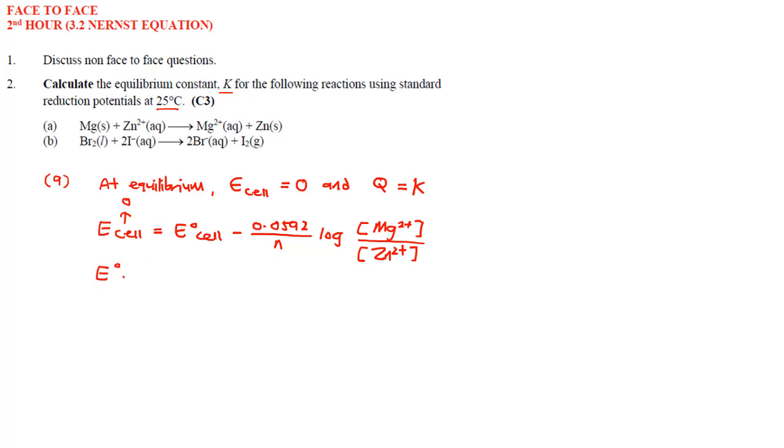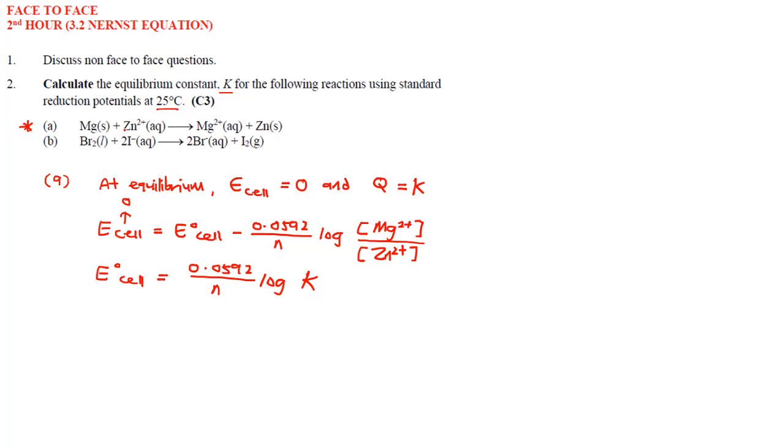So we rearrange the equation. E0 cell is equal to 0.0592 over n log K. So you should be able to reach up to this stage first. Okay, the next thing, we want to calculate E0 cell. We are given the overall equation. Again the same thing, you need to know who is the anode, who is the cathode, and the E0 cell value. And n, the number of electrons, we also need to know.